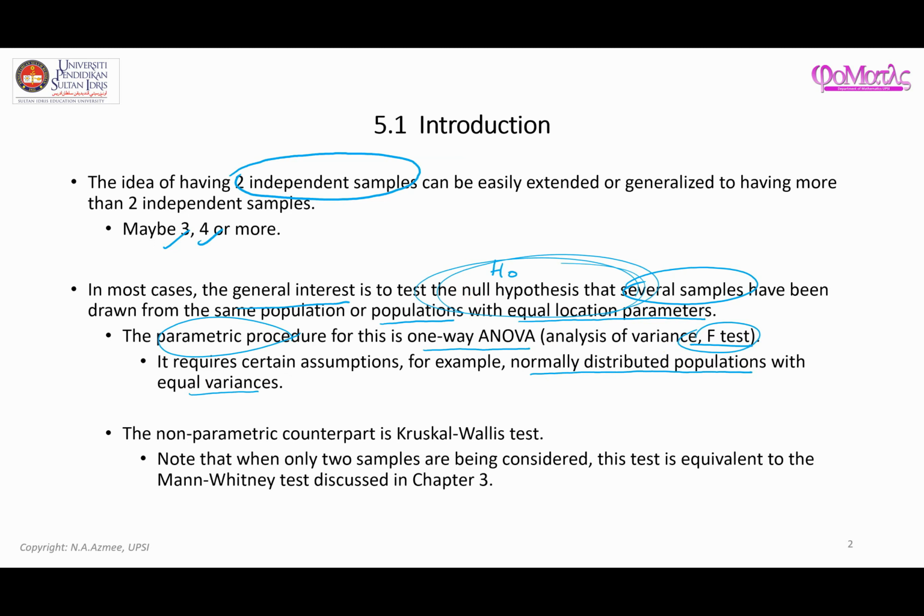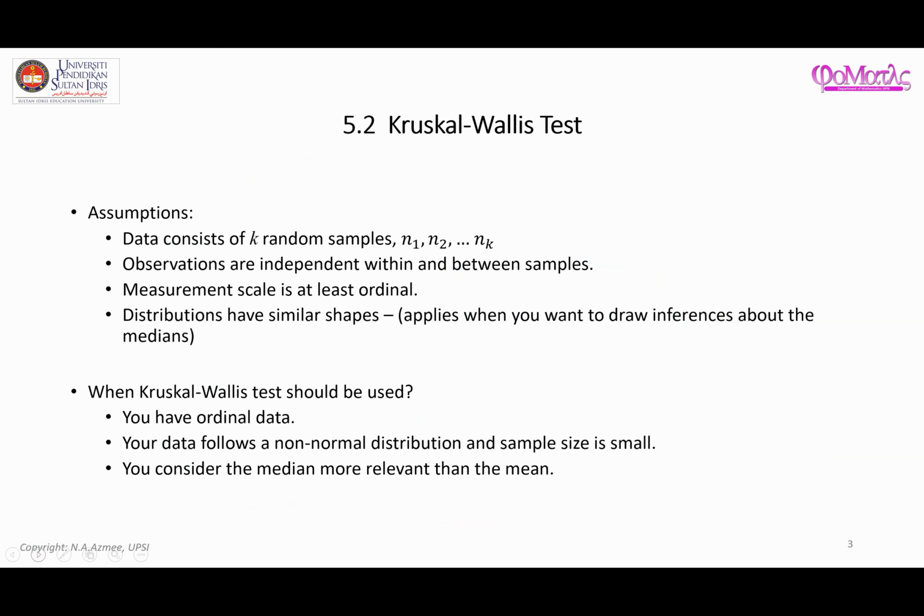Now we have the non-parametric counterpart here, and this is what the video is all about. The non-parametric approach, which is known as the Kruskal-Wallis test. And note that if you try to employ this test when you only have two samples, then this test will be equivalent to the Mann-Whitney test, which you have already seen in chapter 3. So let's move on to the assumptions needed in order to apply this method.